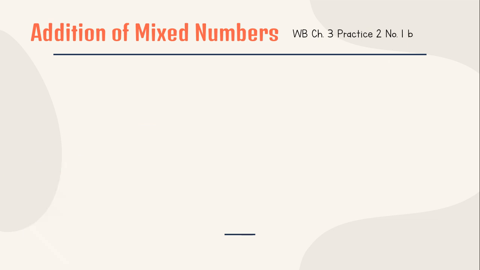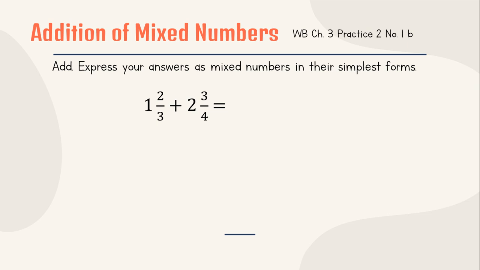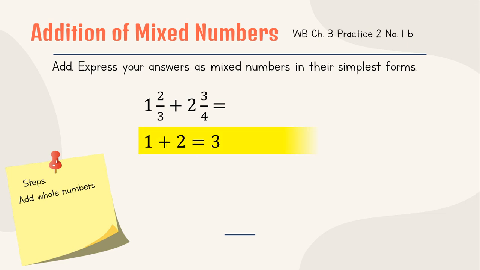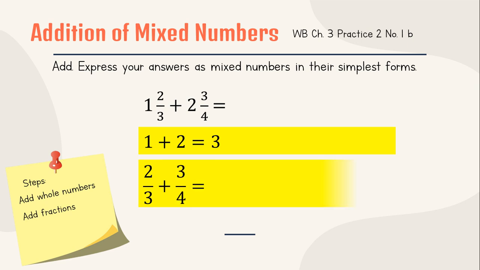Now 1b. Please do it by yourself, A, B, and C. After that, if you are done, you may check your answers in this video, okay? Just do not copy the solution without thinking about it. Try first. So we have 1 2/3 plus 2 3/4. Step 1, add the whole numbers. 1 plus 2 equals 3, and then add the fractions.